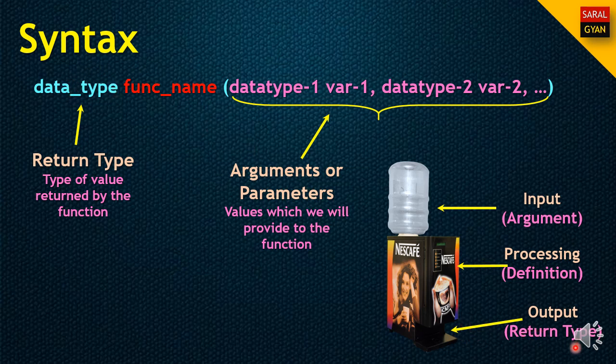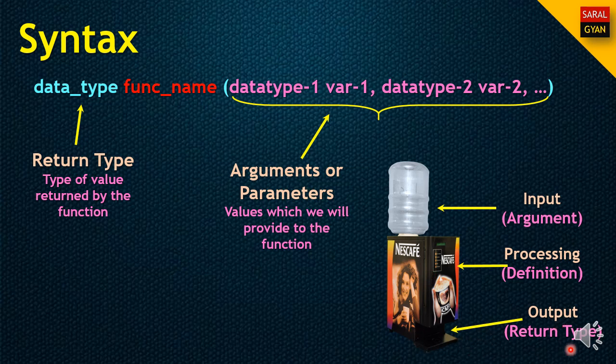Definitely some value will be returned, but we are concerned about which type of value is to be returned by the function. We'll see in a practical example, then it will be more clear to you. But for this point of time, we can understand the function needs some input, it does some kind of processing, and it will generate some output.